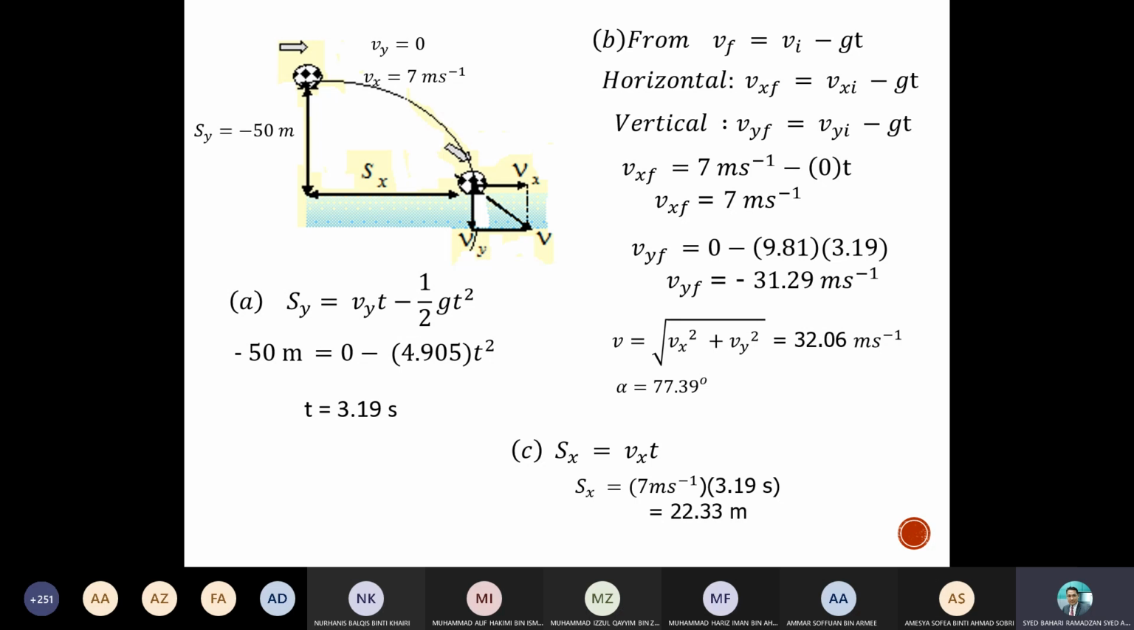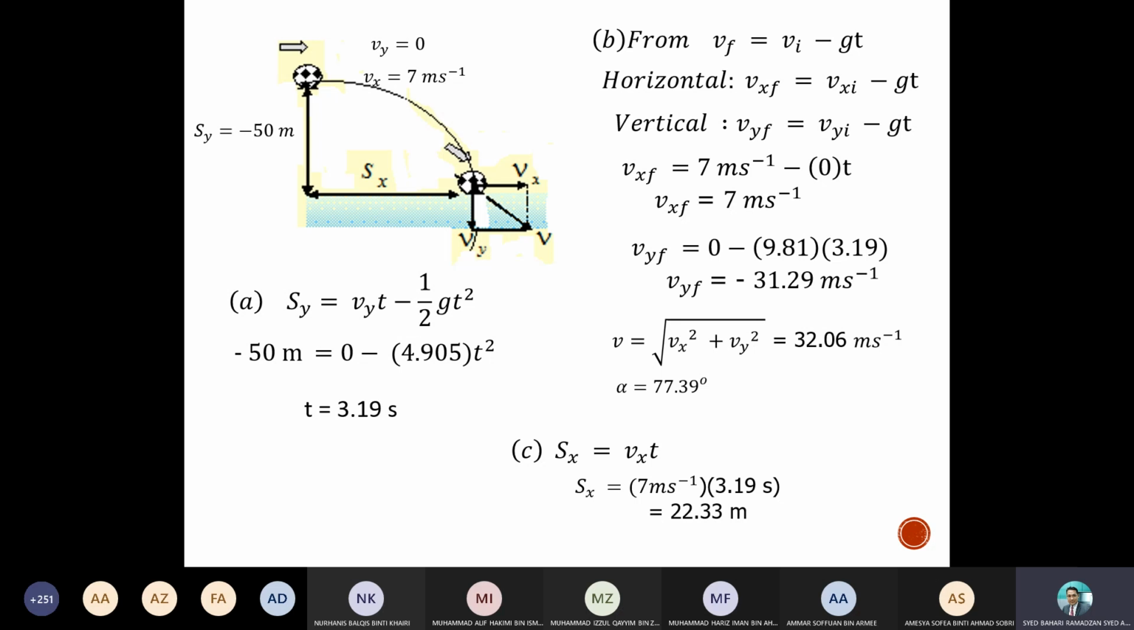For the vertical, we have this equation: Vy final equals Vy initial minus GT. Here we have the information. Vy initial is 0, and we have negative 9.81 and 3.19. And then this is negative 31.29, because this direction is different from the upward direction. That's why you have the negative sign, 31.29.